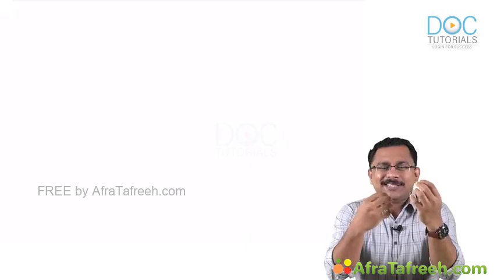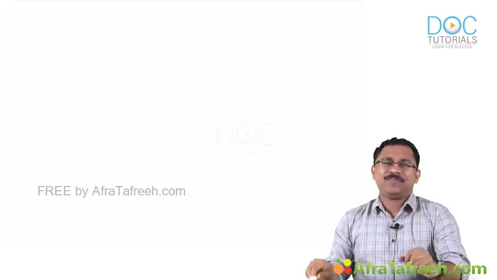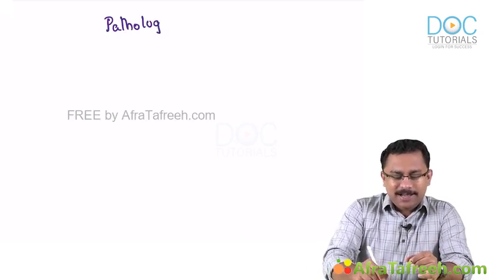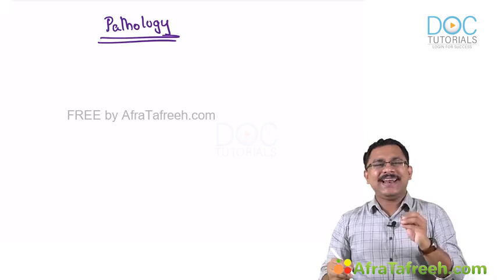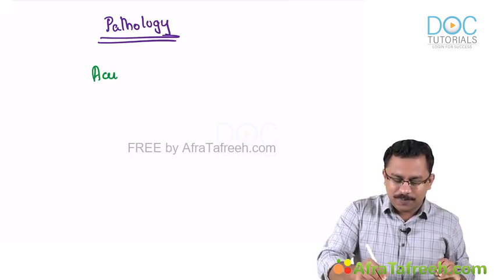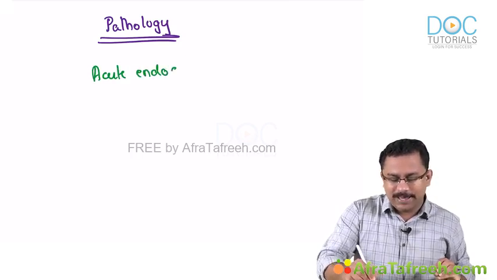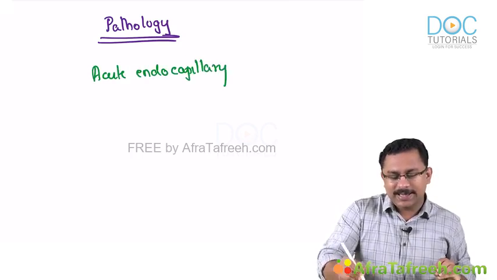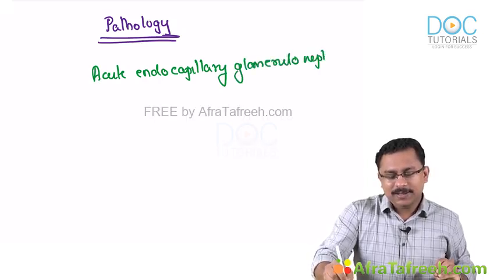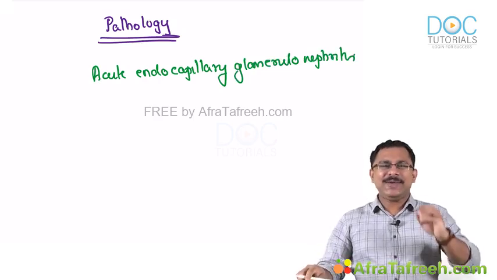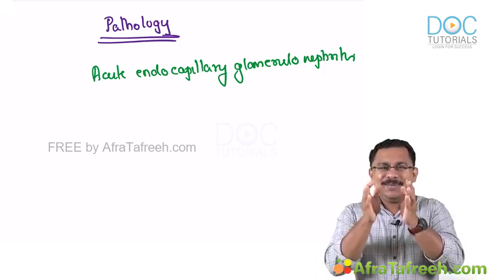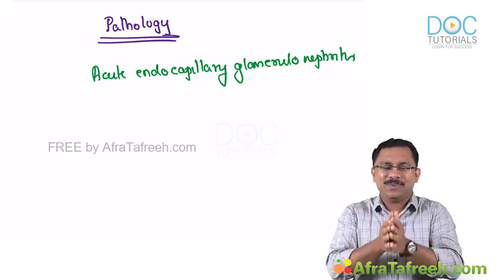Now if you ask me what impact these immune complexes have, that is about the pathology, they can cause acute endocapillary glomerulonephritis. Acute endocapillary glomerulonephritis. So it is very clear that the capillaries are definitely involved. But remember, the pathology is not restricted to the capillaries.